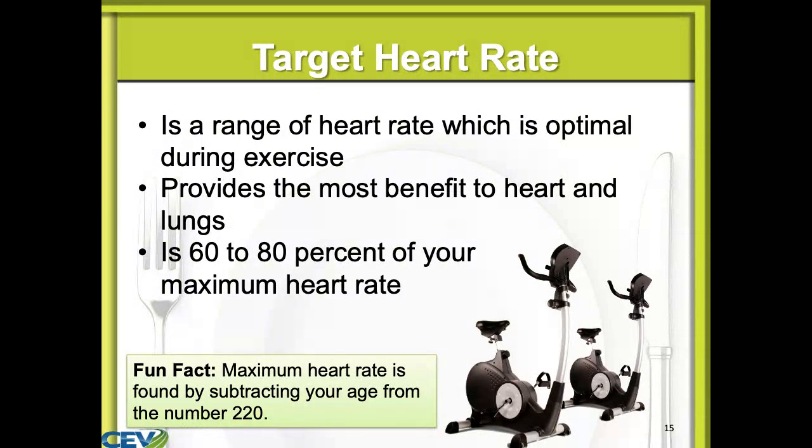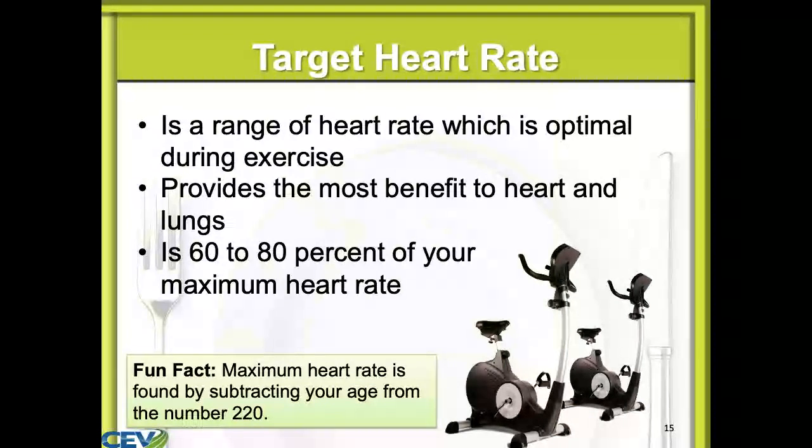So the target heart rate. This is a range that is optimal. So there's a range of where your heart rate should rise during exercise. So when you're actually doing something, going for a walk, a run, lifting weights, or doing some kind of cardio, okay? This provides benefit to your heart and your lungs. So it gets you breathing a lot harder. And it is usually 60 to 80% of your maximum heart rate. So when you take your resting heart rate and figure out what you normally are at rest, you increase that to get what your optimum workout level would be.